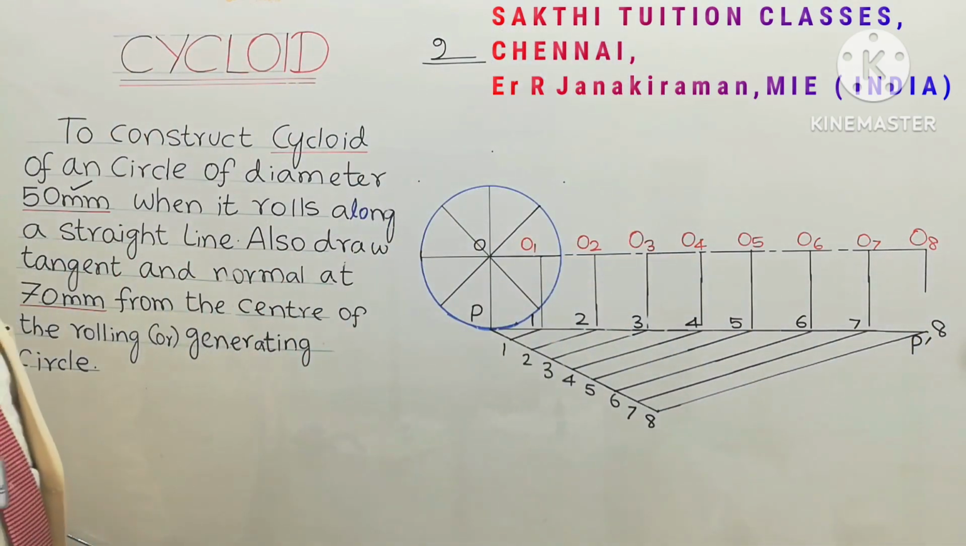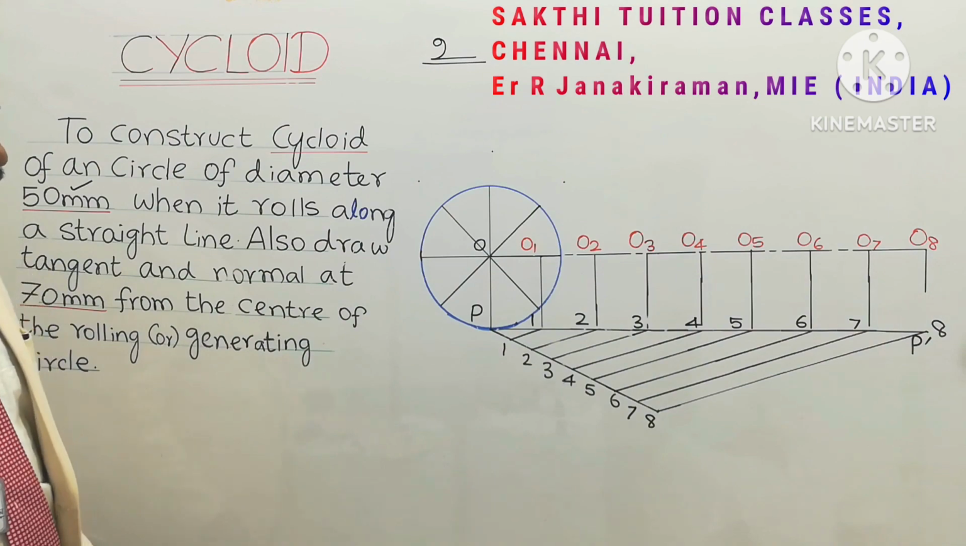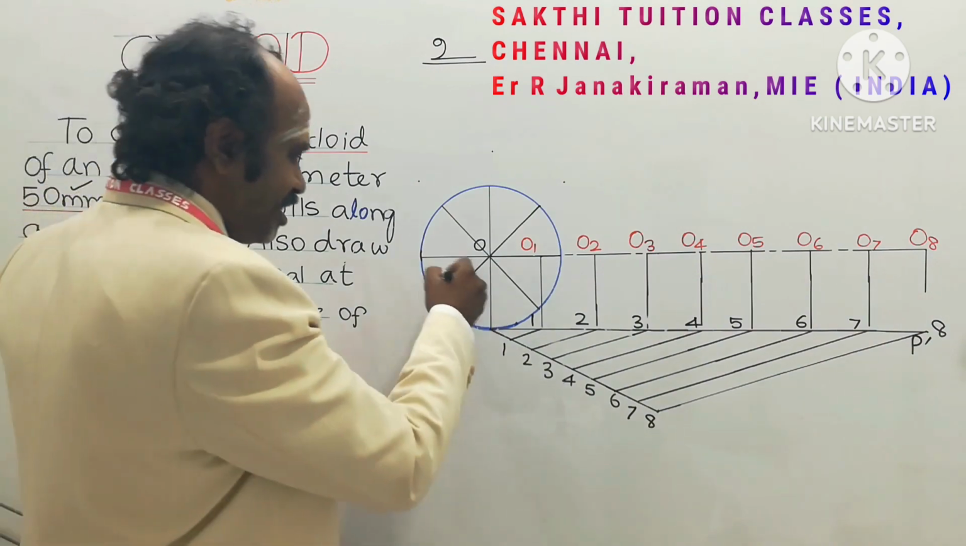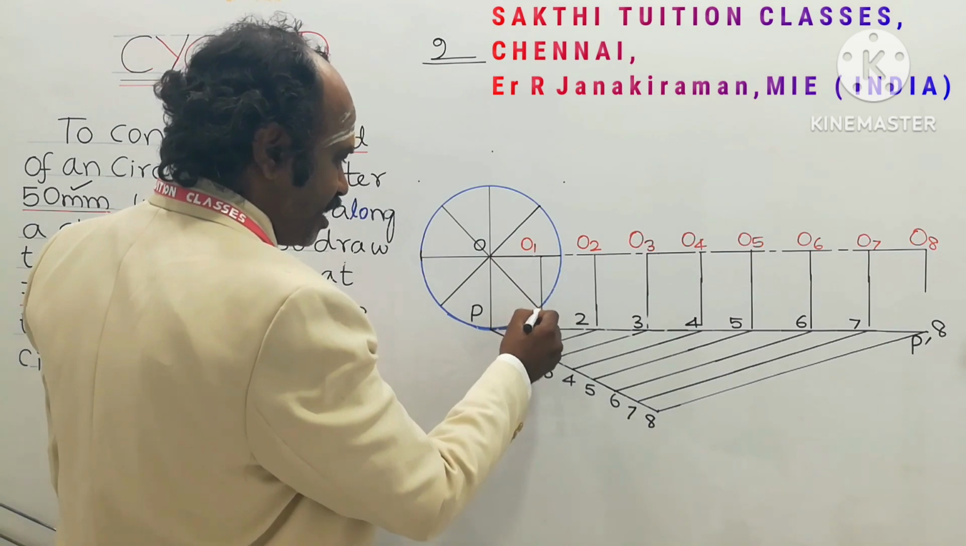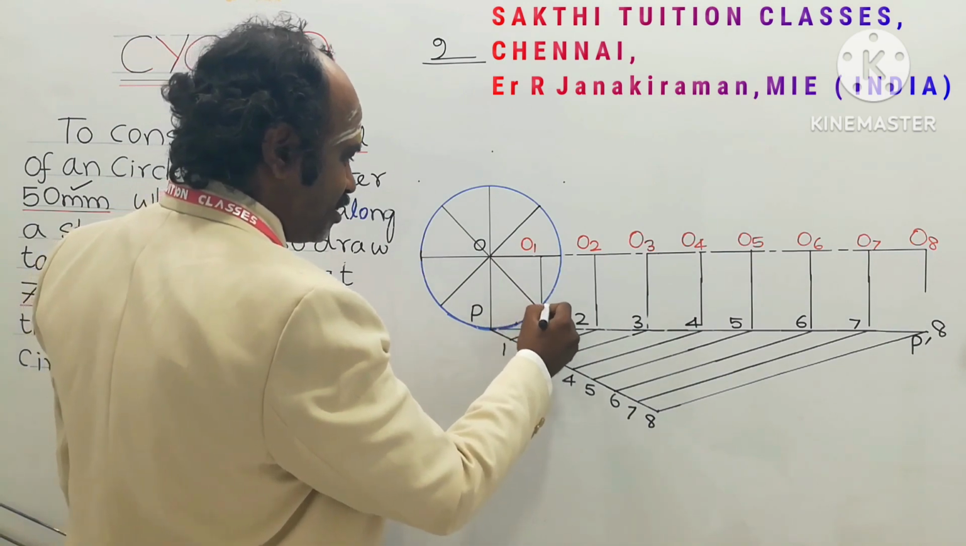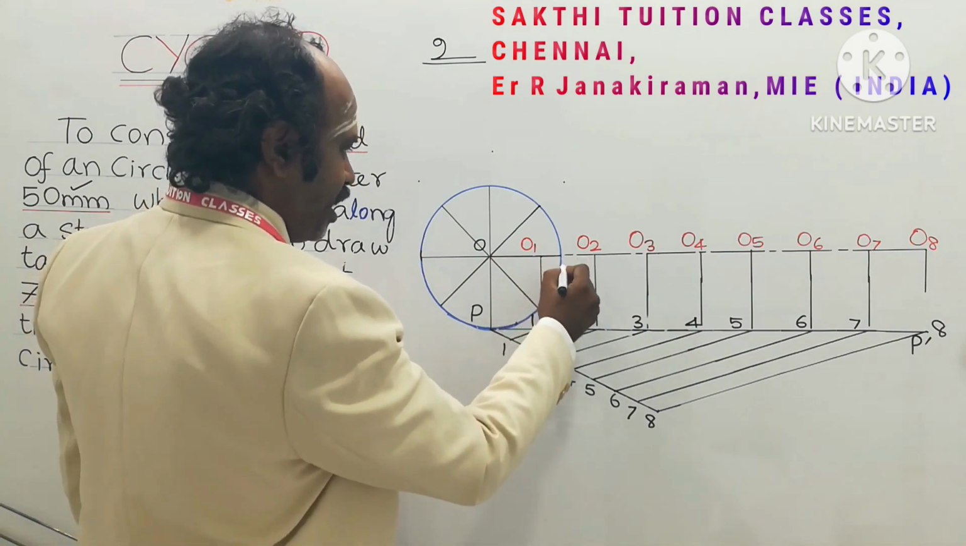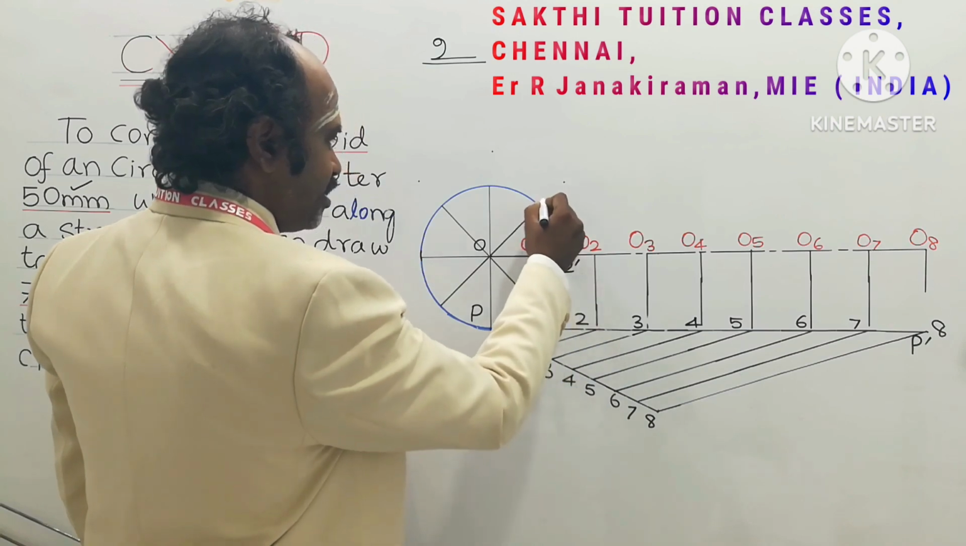So now the next step is to draw several horizontal lines. Before that, let me name the circle which we have divided into 8 equal parts. This point on the rolling circle is called 1 dash. This will be 2 dash. This point is 3 dash.